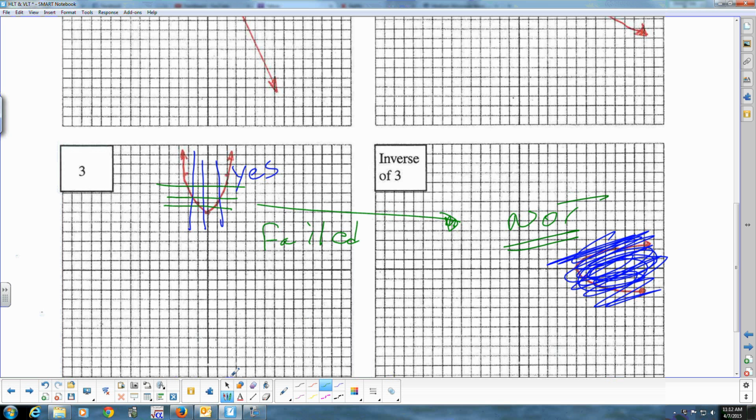Okay, so that's the horizontal and vertical line test. I hope that helps. There you go.